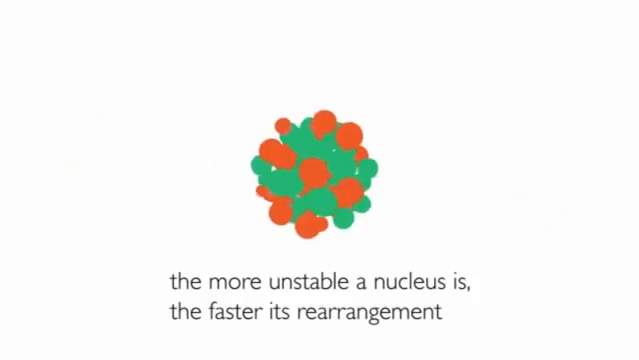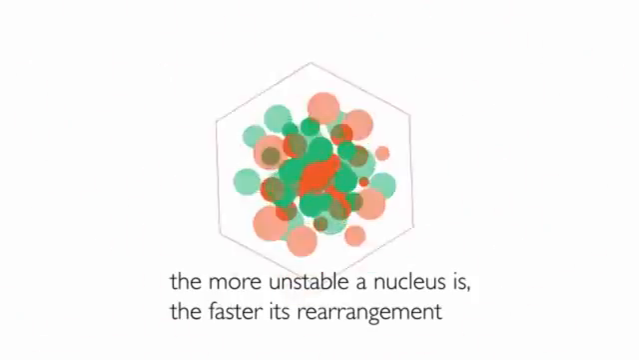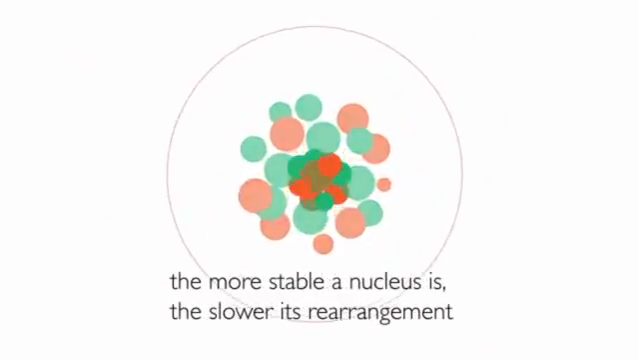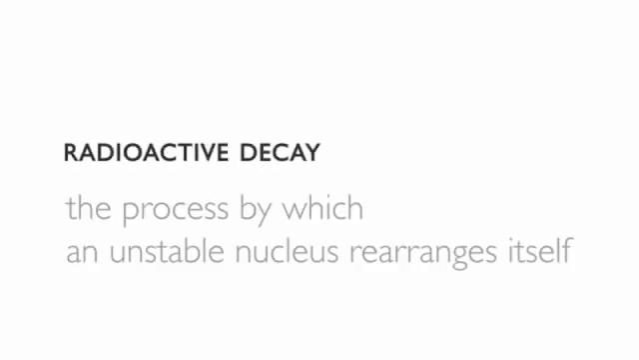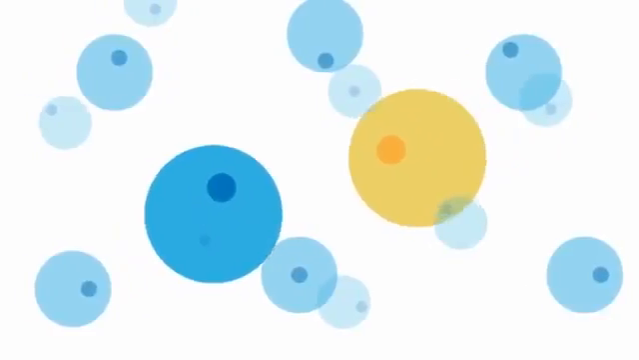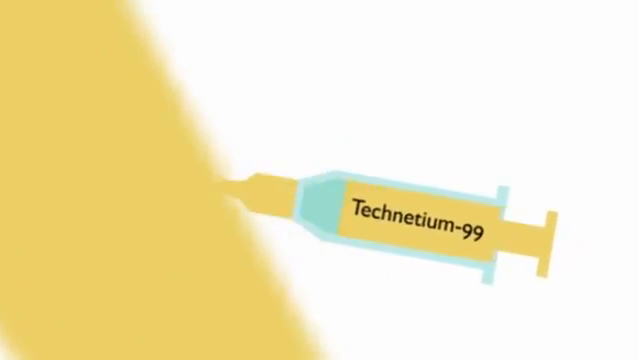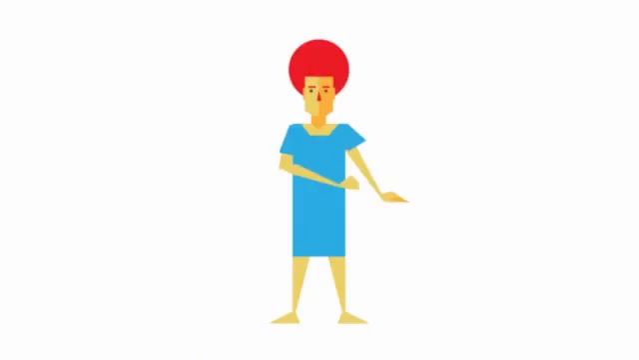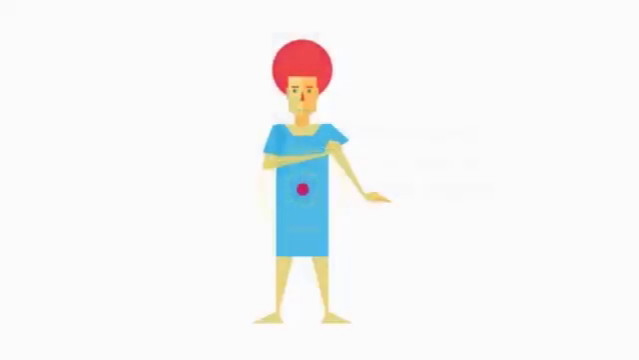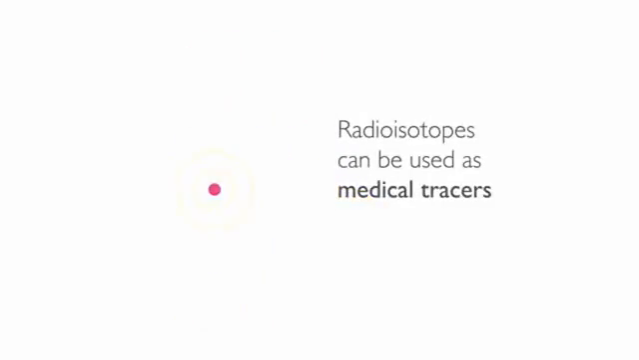The more unstable a nucleus, the faster it will try to rearrange itself into a more stable state. And another name for this process is radioactive decay. Radioisotopes are often used in medicine to trace aspects of body chemistry or blood flow. For example, a small amount of the radioisotope technetium-99 may be injected into the bloodstream to show up on medical imaging and X-rays, and this is known as a medical tracer.